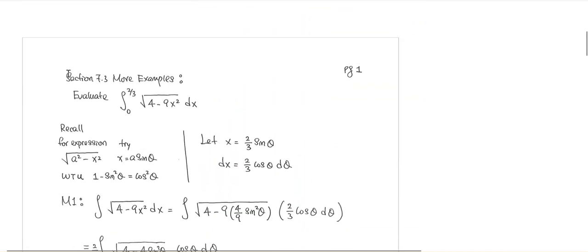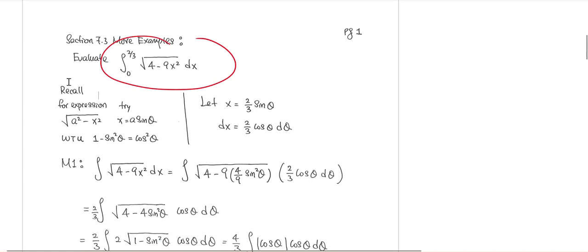The first example involves the evaluation of a definite integral of this type. One way to solve this problem is to find the antiderivative first. And then once you have found the antiderivative, you substitute x equal to 0 and x equal to 2 over 3 into that antiderivative and obtain the answer.